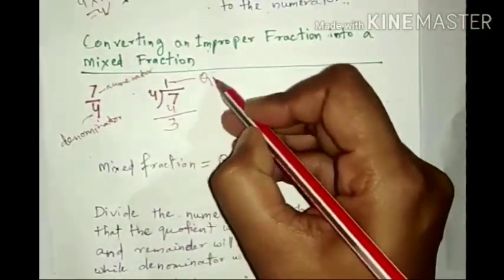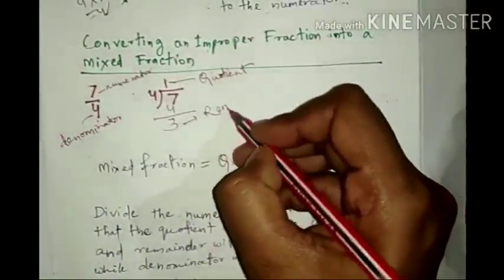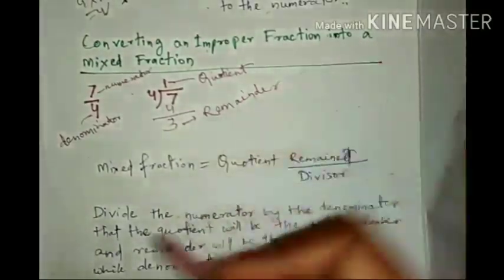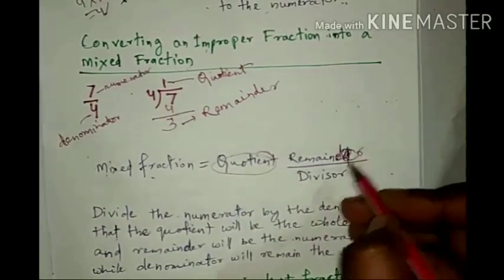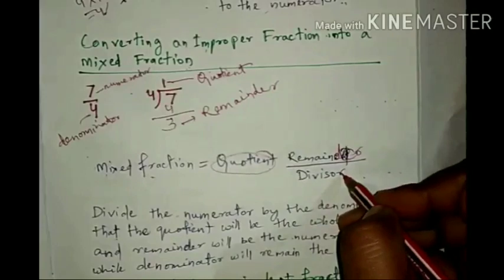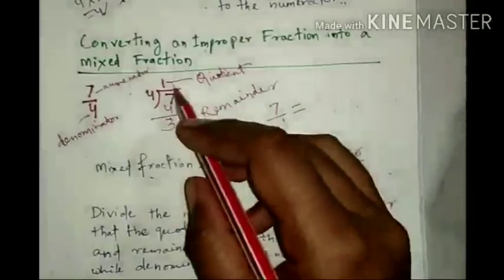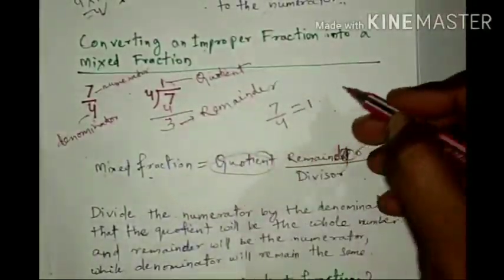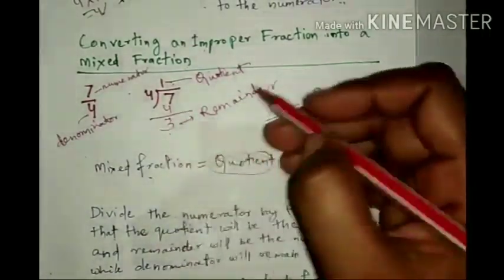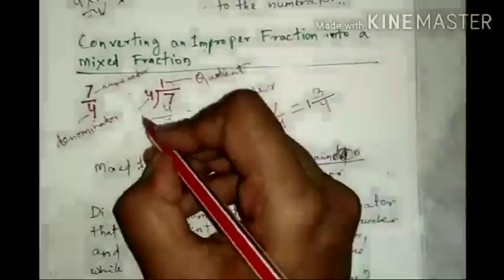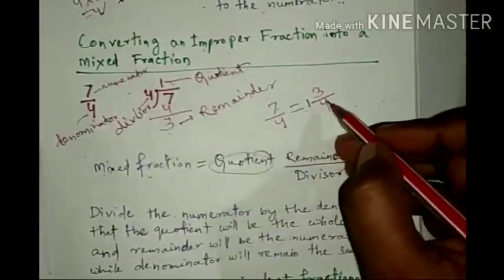So this is the quotient, and this is the remainder. The mixed fraction will be written as quotient, then remainder by divisor. So 7 by 4 equals: quotient is what? 1. Remainder is what? 3. 3 by divisor, which is 4. So 7 by 4 equals 1 and 3 by 4.